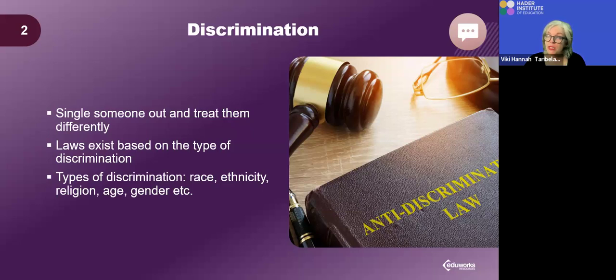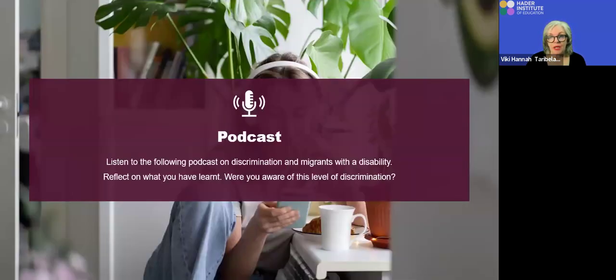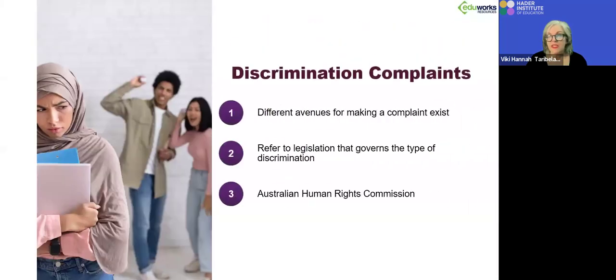Discrimination can be around race, ethnicity, religion, age, gender, access, equity, all abilities, language. There are so many different ways to discriminate. And some people may view that as an opinion, but it is actually law. And as a worker, you need to be aware of and always mindful of that. So there's a podcast there for you to listen to, and it's worth going over that as well.